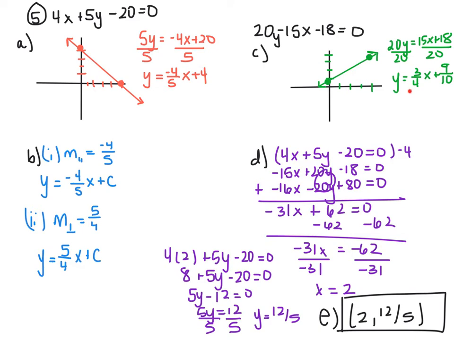Again, you could have done this using substitution method by setting these two equal to each other, or you could have used your graphing calculators, have this be y1 and this be y2, and find where the two lines intersect each other.